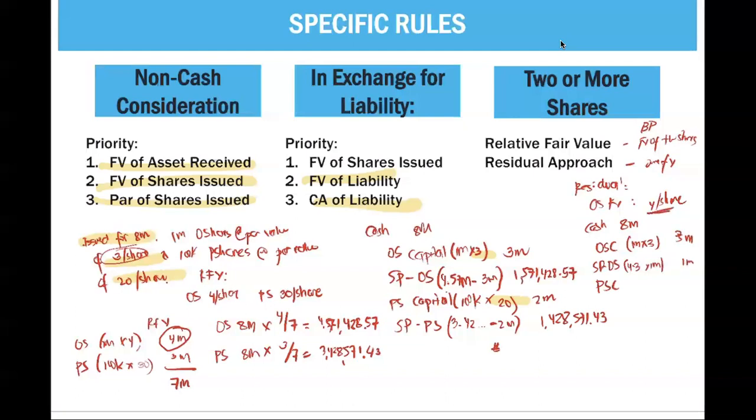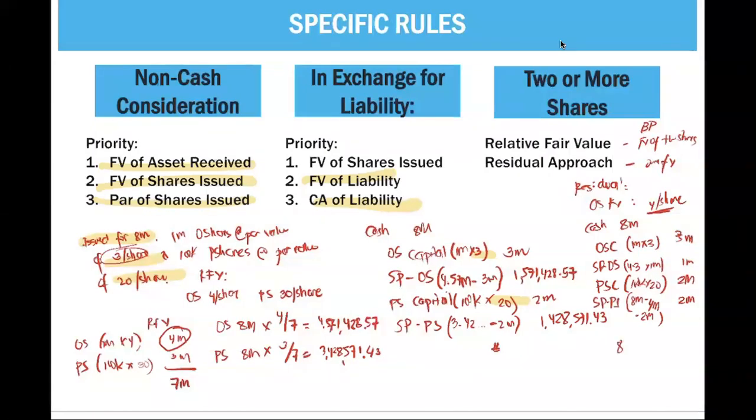How about your preference share capital? Since we will only allocate 4 to your OS, any excess will be given to your preference share. So your excess is 4 million, right? So preference share capital, how many shares? 100,000 shares at 20 per share. That is the par, 2 million. Since we still have an excess, we have 8 million less the allocation of 4 million to your OS fair value less the par value of 2 million of preference share capital. Then we have your share premium PS of 2 million.